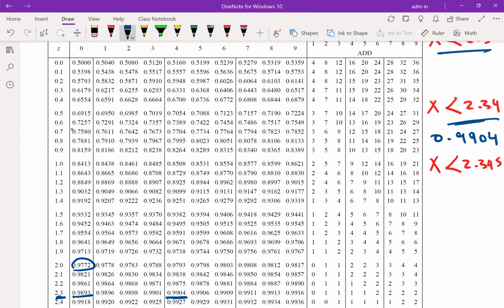I will, inshallah, tell you later how to use your calculator directly to get your value, but inshallah that will be next class. Try to use your table.